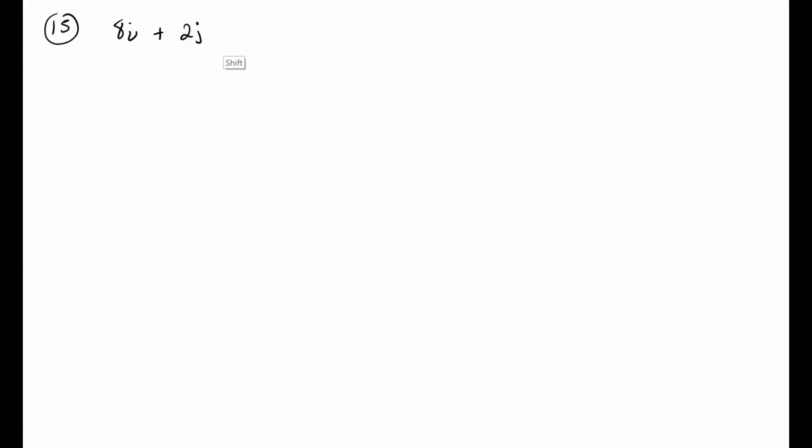Let me fix that. Okay, there we go. That's the first vector, and negative 6i plus 7j. And again, I don't know why I'm writing i's.